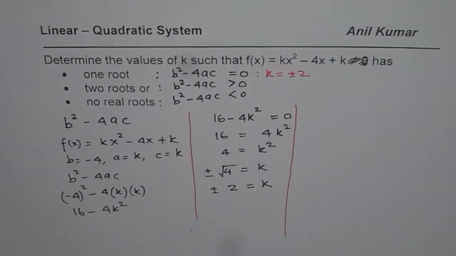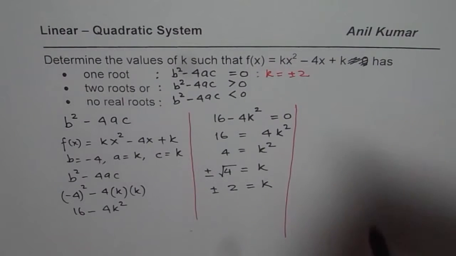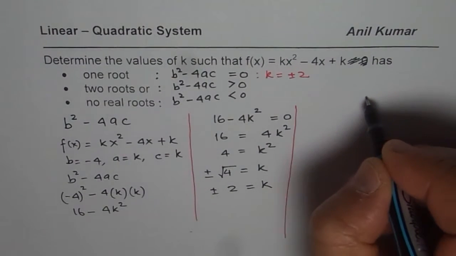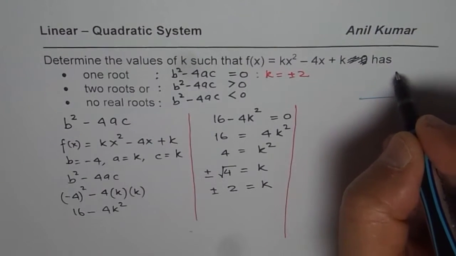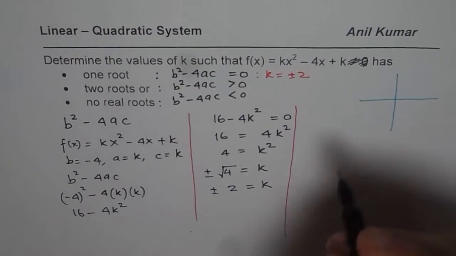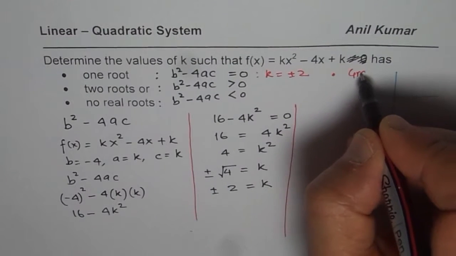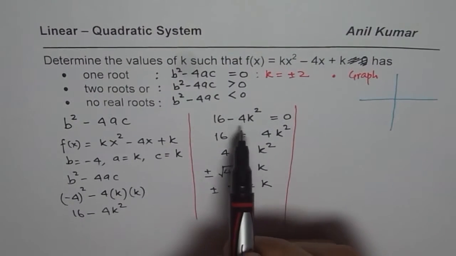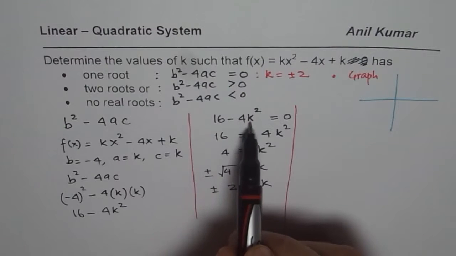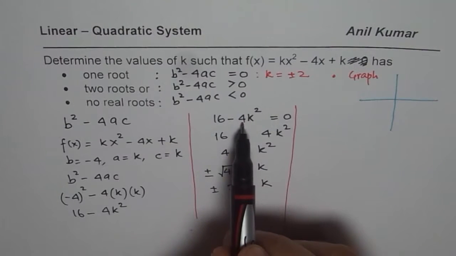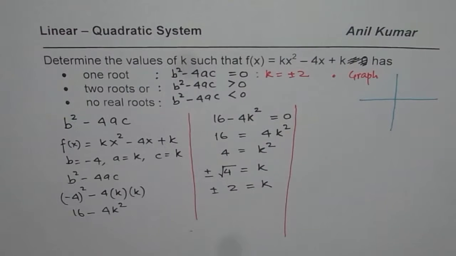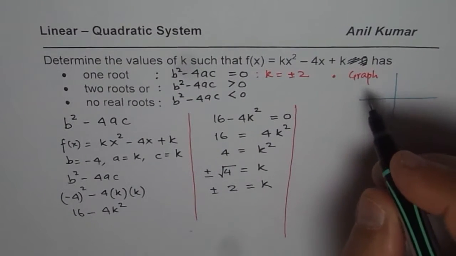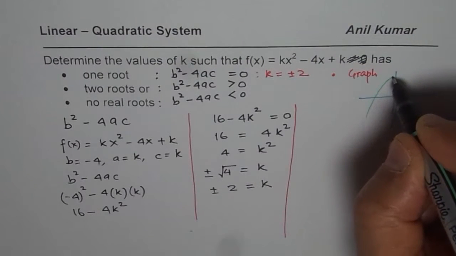Now we have to decide, when are we going to have two roots or no real roots? Whenever you get to this point, you have two different approaches, right? The first approach is the graph, which I prefer. Now you have to graph 16 minus 4k square. When I say minus, it's a parabola which opens downwards, correct? So if I make a parabola opening downwards, it is going to look kind of like this. Is it okay?